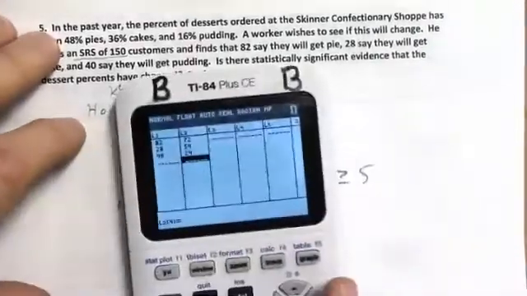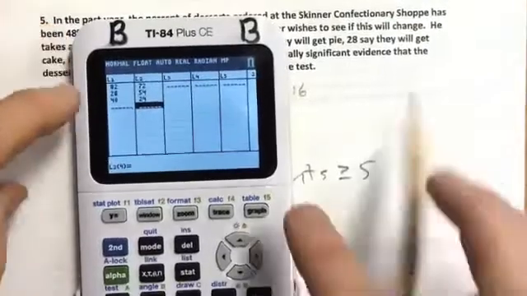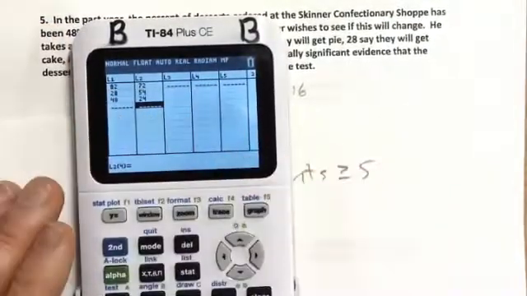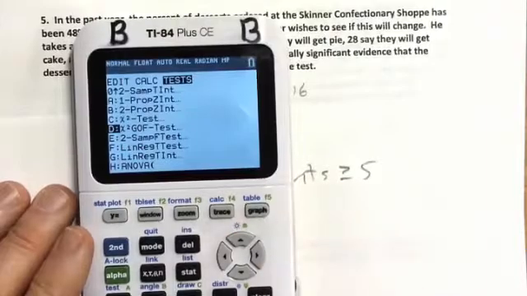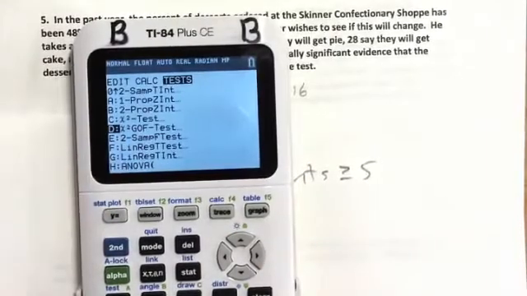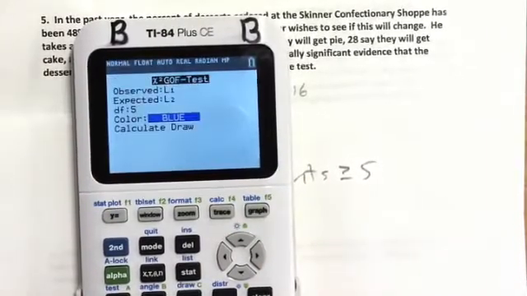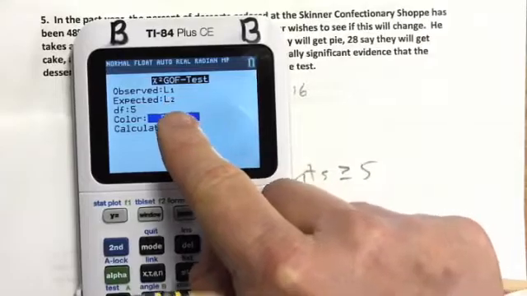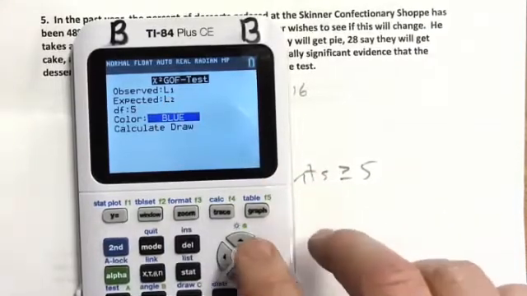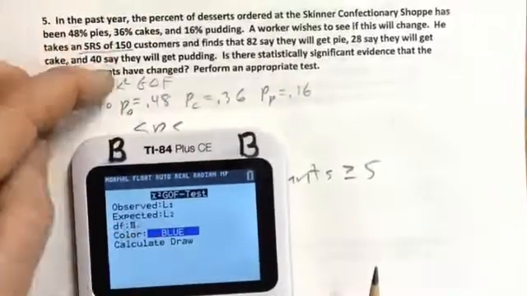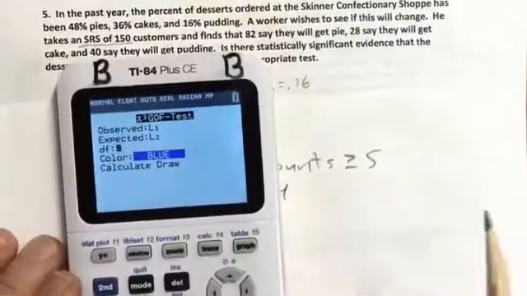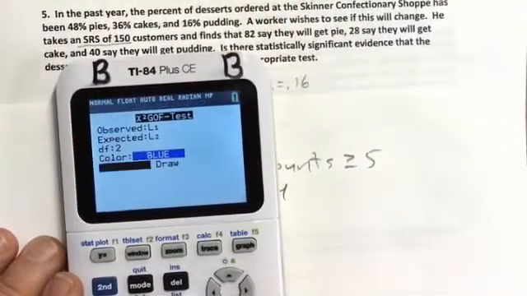Okay, now we can do the test. So this is how you do it. I've entered the proper things in list 1 and list 2. So I'm going to go stat, I'm going to go test, I'm going to go chi-squared goodness of fit test. Boom, right there. Okay, right there, chi-squared. And so I hit enter. My observed I put in list 1. The expected in list 2. Degrees of freedom for a goodness of fit is the number of categories minus 1. We have 3 categories. So the degrees of freedom is 2. And so we hit calculate.